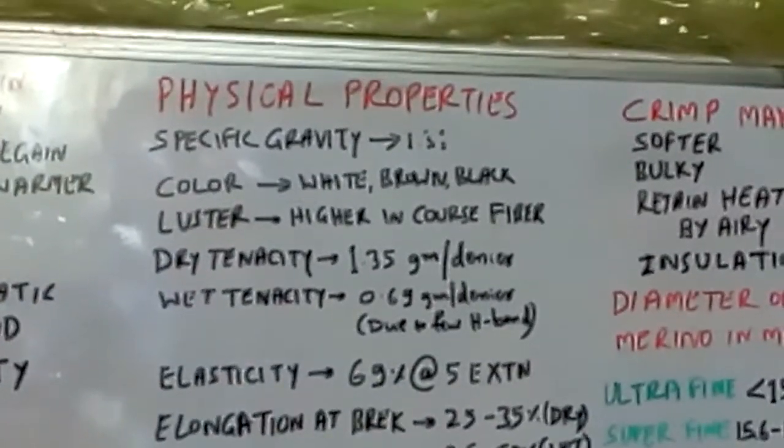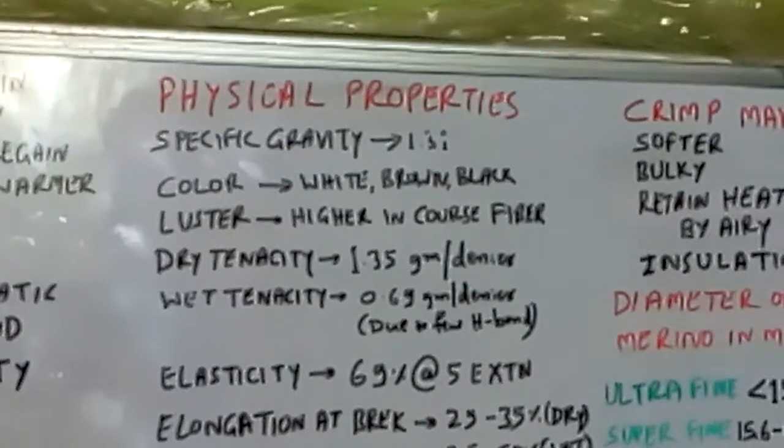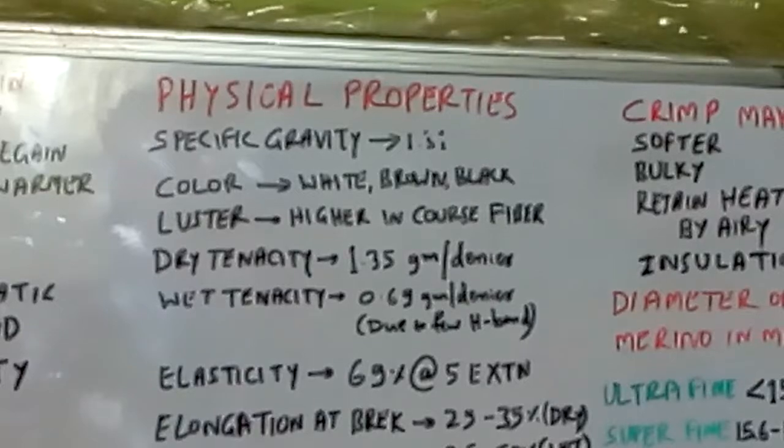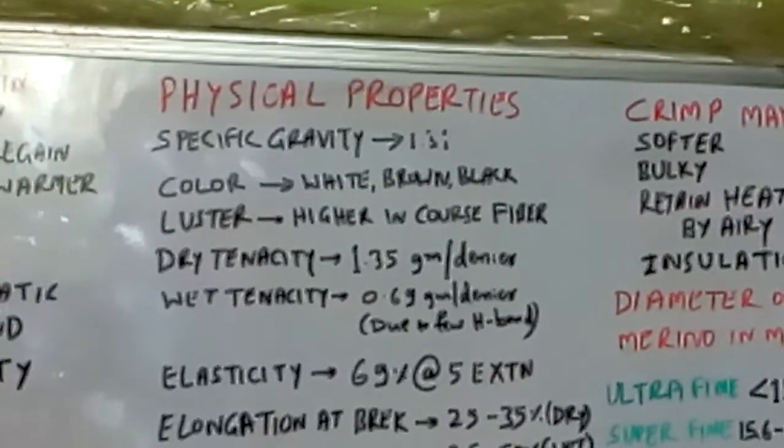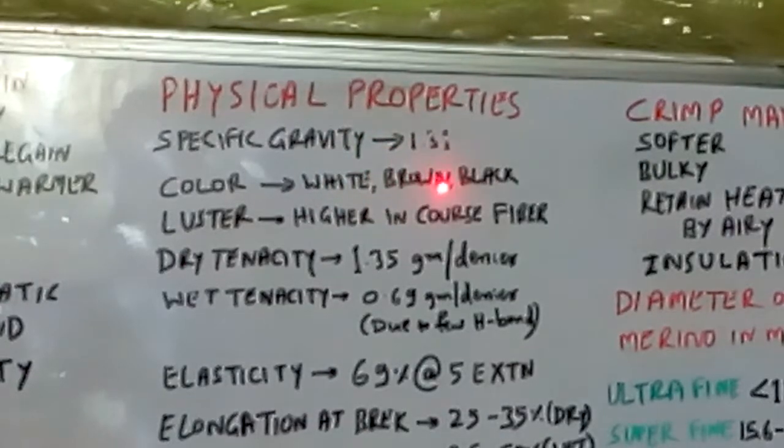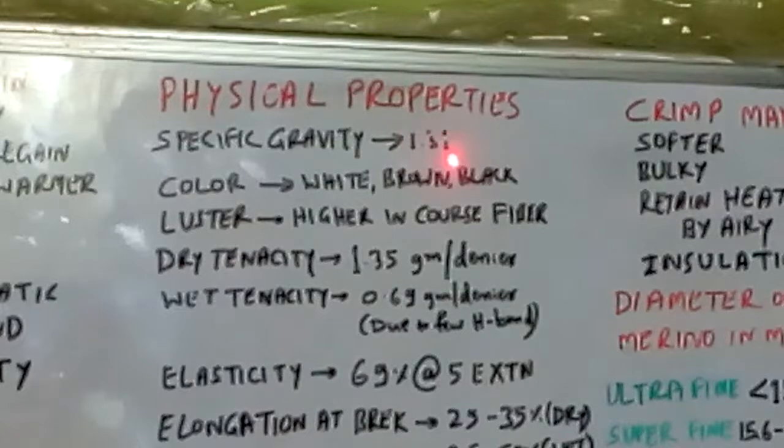Physical properties: like cotton or other fibers, all fibers have physical and chemical properties. Wool fiber also has physical properties. The specific gravity of wool is 1.31. Yesterday in the second class, the cotton specific gravity was 1.54, but this is 1.31. It is less. Why? It is bulky, it has crimp and scales, and it is not rigid, so it is lighter than cotton in specific gravity.